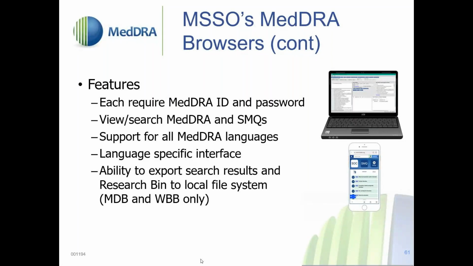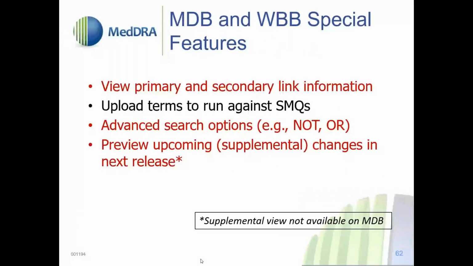And the desktop browser and the web-based browser have the ability to export search results and research bin to local file systems. So that's mainly relevant for data retrieval if you want to compile your own queries for data retrieval. There are some features of the browsers that mainly relate to data retrieval, like the research bin function, for instance. And I have highlighted those that are useful for coders in red lettering on this slide here.